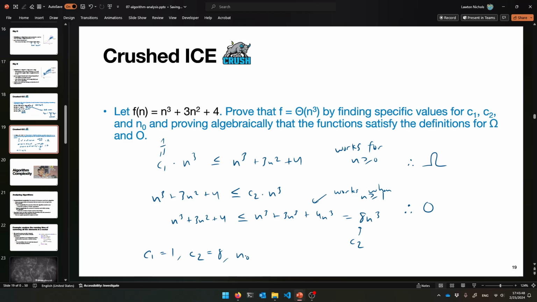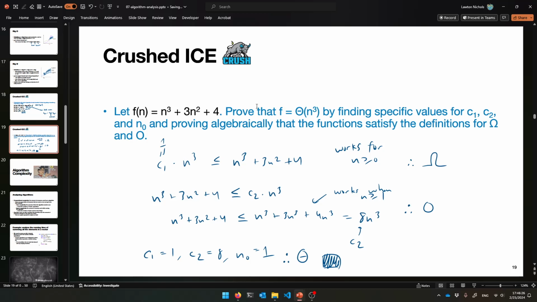And then what's my n naught that's going to work for both of them at once? This worked when n was greater than or equal to 0, and this part worked when n is greater than or equal to 1. So they'll both work together when n is greater than or equal to 1. Just take the maximum. So let's set n naught to 1. The first one will still work. So therefore, this is big theta of n cubed. QED. I hope that made sense, and that's similar to what you got. That's how you can prove that something is something else.